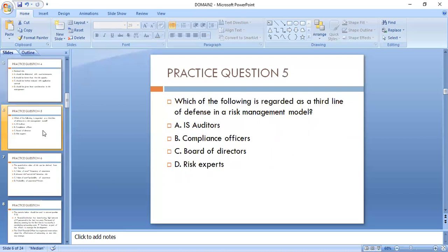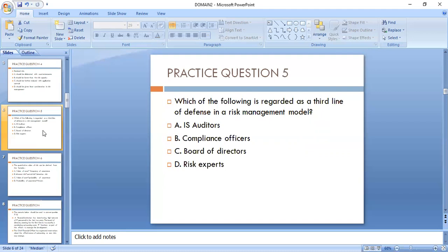Then question 5, which of the following is regarded as a third line of defense in the risk management model? A, IS auditors, B, compliance officers, C, board of directors, D, risk experts. So we have the COSO ERM framework. So we have the three lines of defense. The first line of defense is the controls executed by management and the directors in the organization. The second line of defense is played by the compliance officers and risk managers in the organization. The third line of defense is the assurance practitioners in the organization. So that means A is the correct answer.